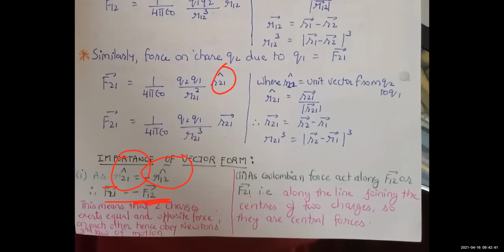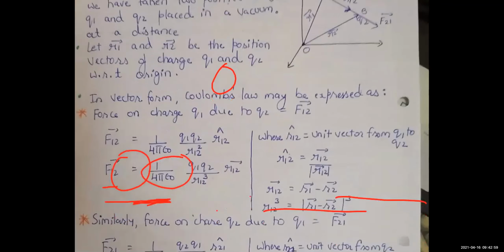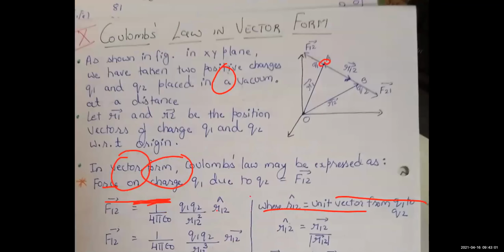So this means that the two charges exert equal but opposite forces on each other. That is according to Newton's third law of motion. And let's talk about the direction. As we know from Coulomb's force, the direction is along the line joining the centers. So here in the diagram, this is your charge Q1, this is your charge Q2. So the line joining the centers is R12, right? So this is only the direction.